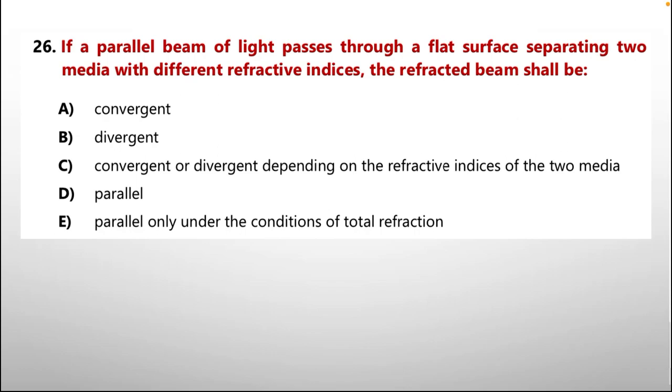Question number 26. If a parallel beam of light passes through a flat surface separating two media with different refractive indices, the refracted beam shall be. Options are available: A, convergent; B, divergent; C, convergent or divergent depending on the refractive indices of the two media; D, parallel; E, parallel only under the conditions of total refraction.